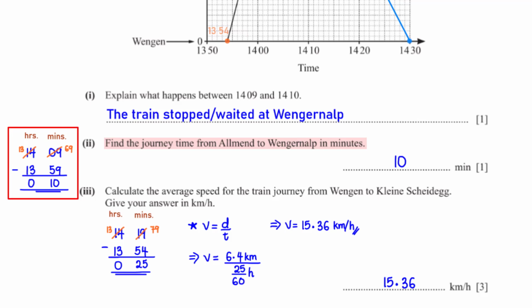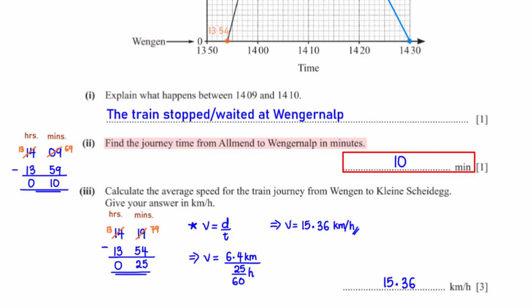Under the minutes column, we can't subtract 59 from 9, so we get 1 hour from the hour column, which becomes 60 minutes under the minutes column. So now we have 69. 69 minus 59 is 10. In the hour column, 13 minus 13 is 0. So the journey time is 10 minutes.